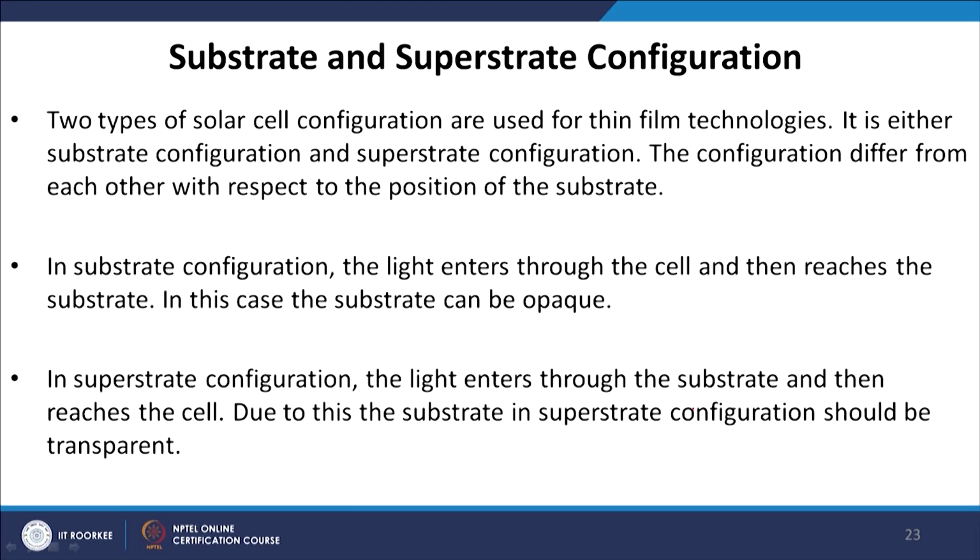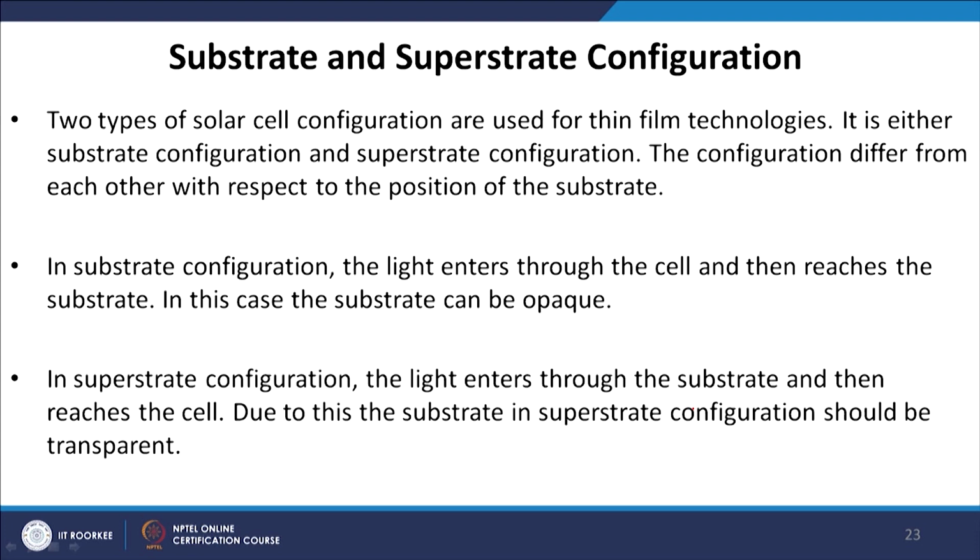Now the substrate and superstate configuration. 2 types of solar cell configuration are used in the thin film technologies. It is either the substrate configuration or the superstate configuration. The configurations differ from each other with respect to the position of the substrate. In substrate configuration, the light enters through the cell and then reaches the substrate. In this case, the substrate can be opaque. In superstate configuration, the light enters through the substrate and then reaches the cell.